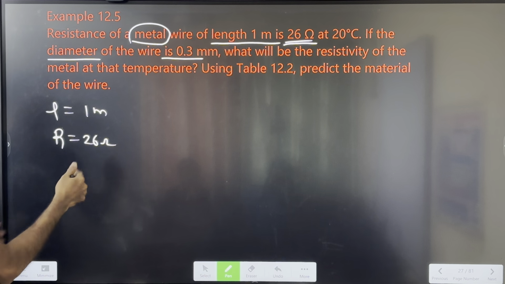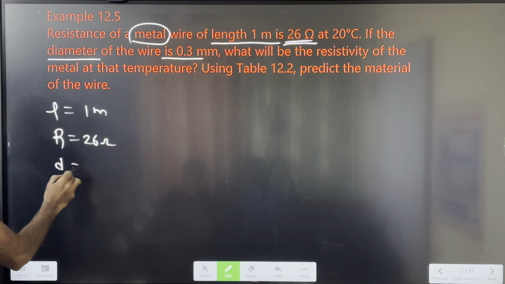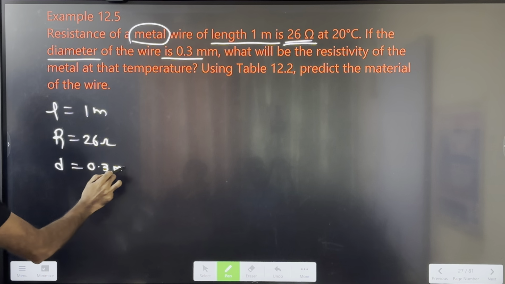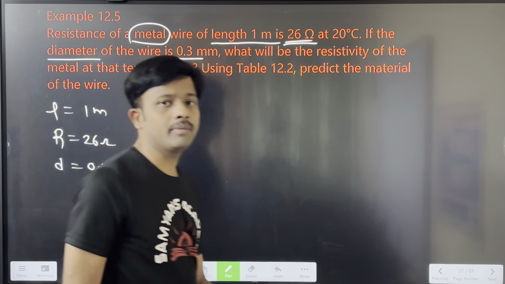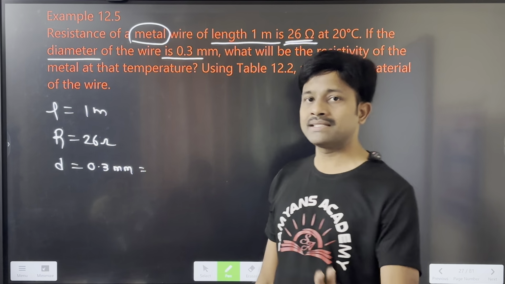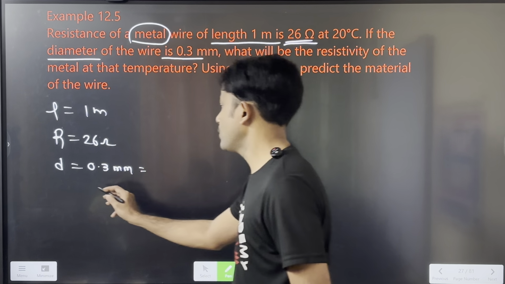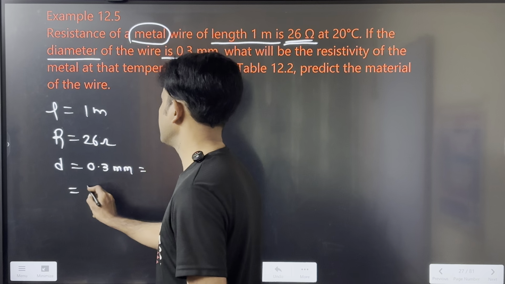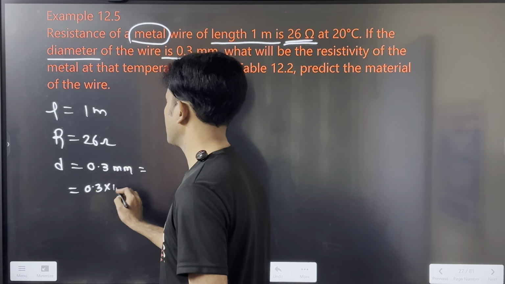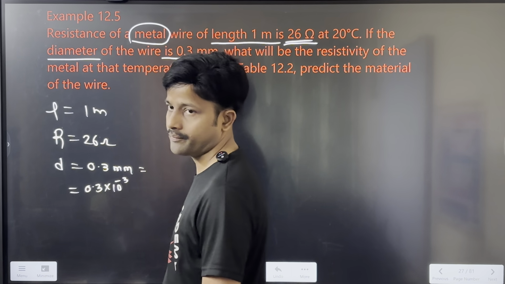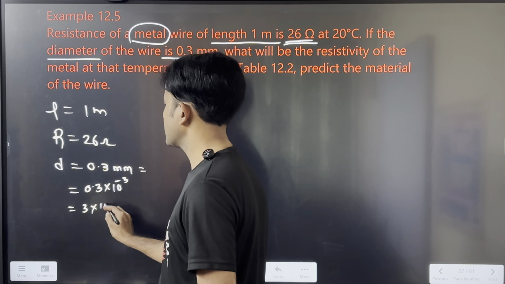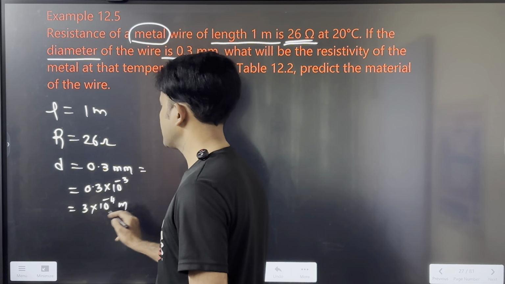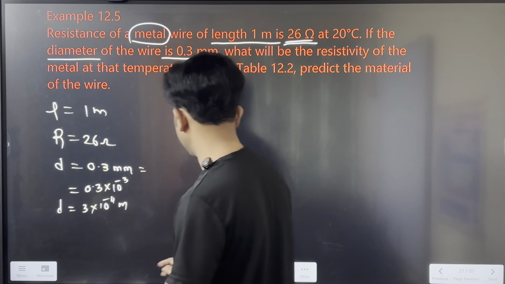So the diameter of the wire, diameter means D, so you have to find the radius, right? So diameter equal to 0.3 millimeter. Can I write 1 millimeter equal to how many meters? Yes, 1 millimeter equal to 10 to the power of minus 3 meters. Yes or no? So 0.3 we can write as 0.3 into 10 to the power of minus 3 meter. Can I write this as 3 into 10 power minus 4 meter? Yes or no? Then diameter is 3 into 10 to the power of minus 4 meter.